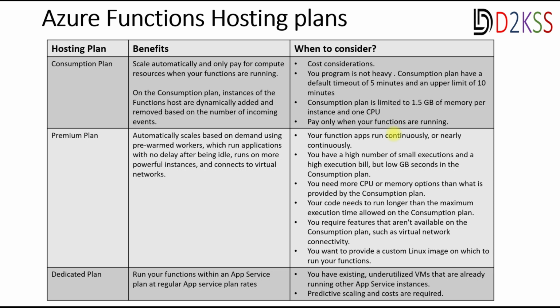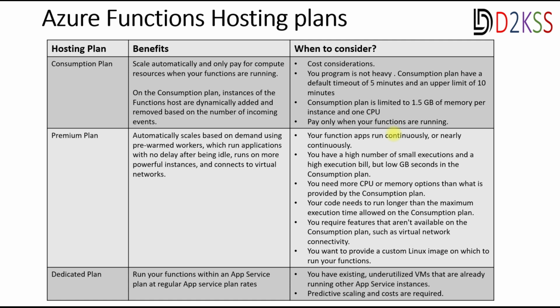Based on that, they have been segregated in multiple hosting plans. In that, the first plan is the consumption plan. In the consumption plan, the resources will scale automatically, and Azure allows you to pay only for the resources your Azure function is utilizing. How much time your Azure function runs and how many resources are used, based on that they will calculate the amount, and you pay for that amount only.